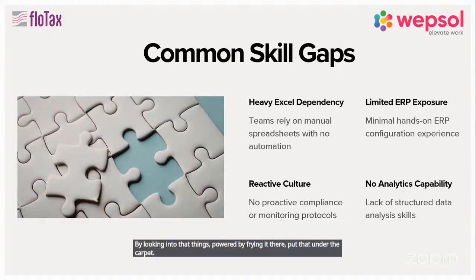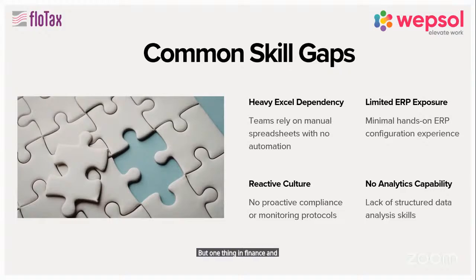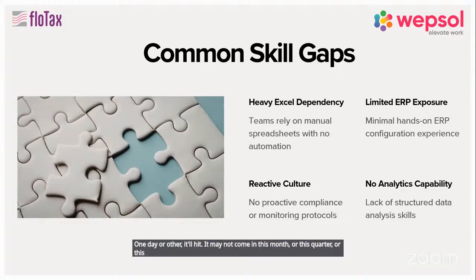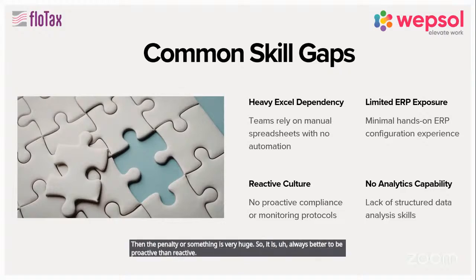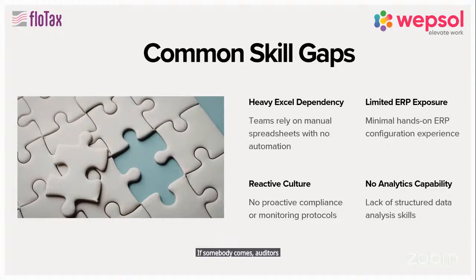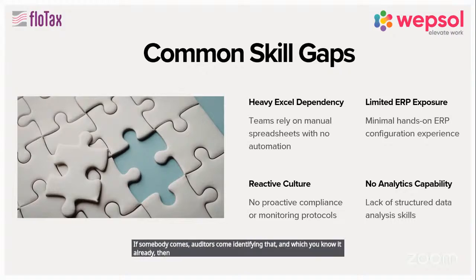But one thing in finance and accounts: not even a single error can be hidden. One day or other it will hit. It may not come this month or this quarter or this year, but next year somewhere it will get opened up, and then the penalty is very huge. So it is always better to be proactive than reactive. If auditors come and find something which you already knew, you will have a big problem in front of a third party.